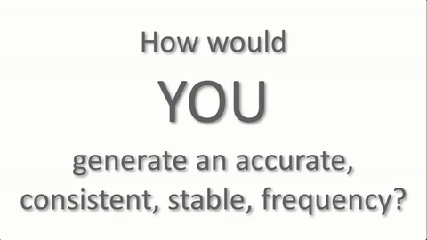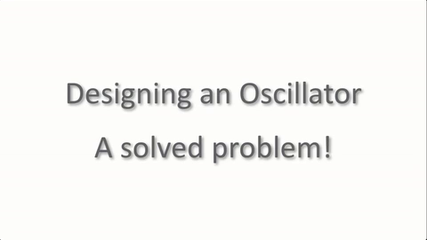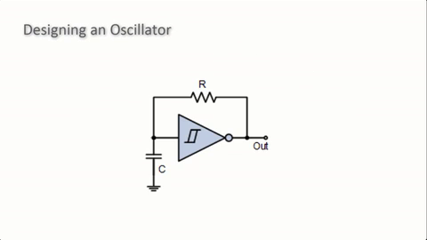Now think about it for just a moment. How would you generate an accurate, consistent, stable frequency? Well, the good news is you don't have to think about it very hard. Engineers have been creating oscillators from electronic components for more than a century, so we have a pretty good handle on how that works. Let's start with something simple, a relaxation oscillator based on a Schmitt-trigger inverter.